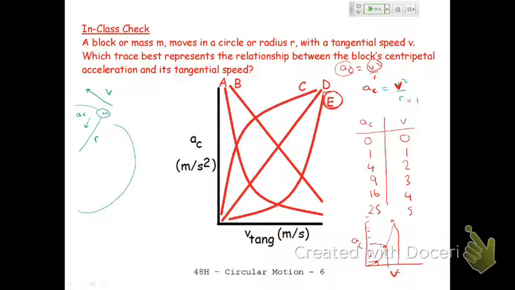If I said to you, plot AC versus V squared, what would my trace look like? You'd go, oh, it's AC versus V squared, boom. That's Y, and if it was V squared, that would be X. Now, R's not changing, so it's not inverse. So it's just that. Can you see that? There's a little bit of skill to develop with these things.